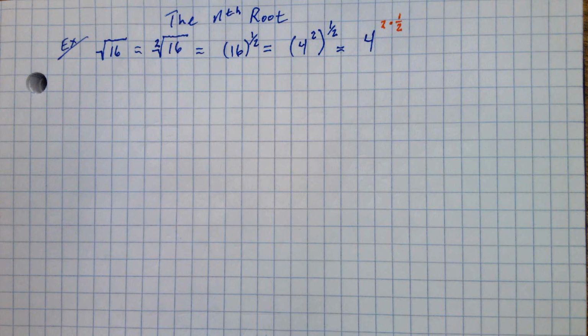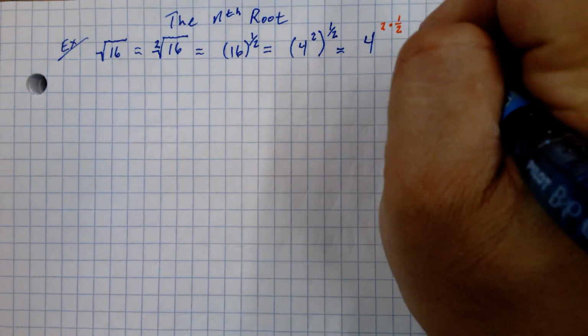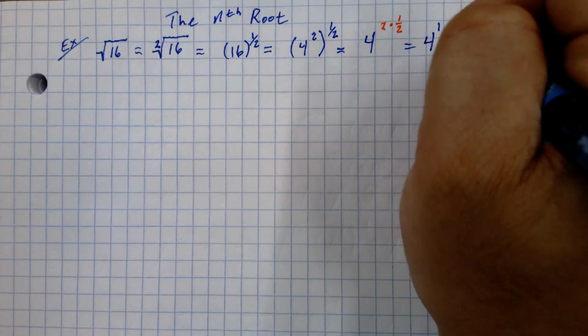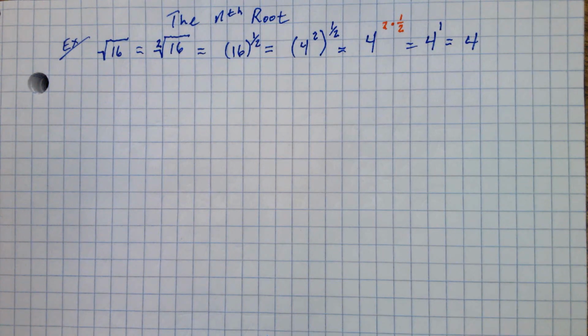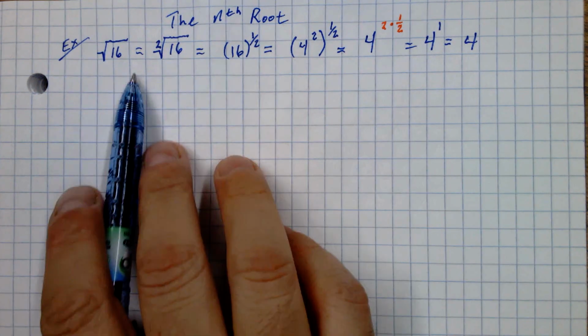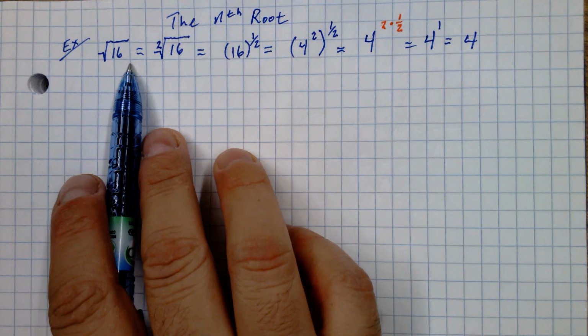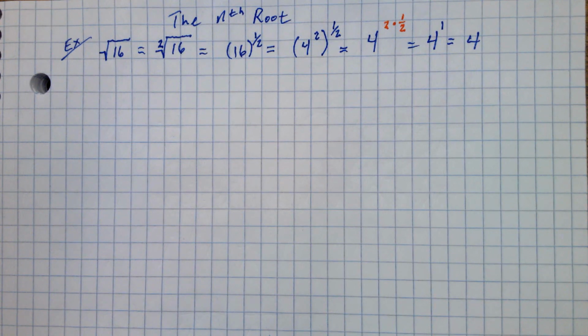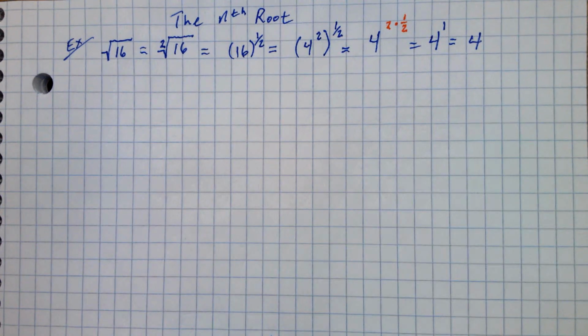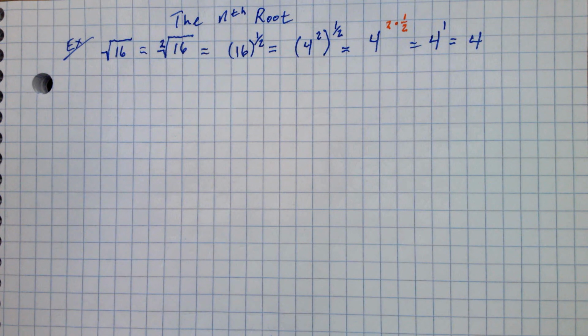What's 2 times 1/2? 1. So this is really 4 to the 1, which equals 4. And what's the square root of 16? 4. I know, we're never going to do this again. I would never recommend doing all of this to get the answer 4. But the purpose of this whole thing right now is to show you this is the same as that. They're consistent. Mathematically, they work.